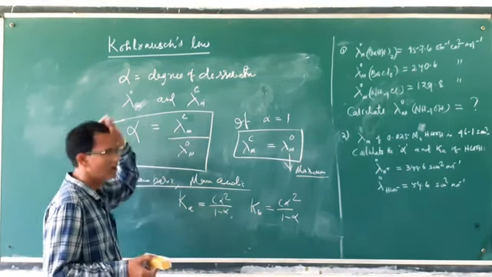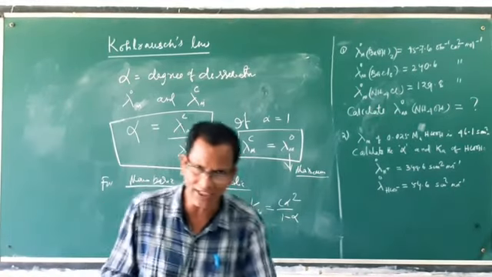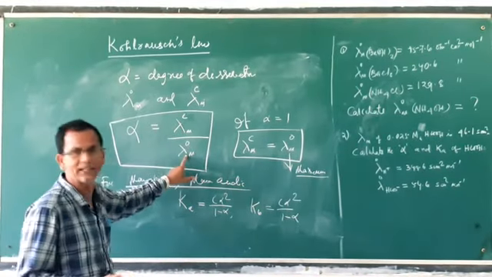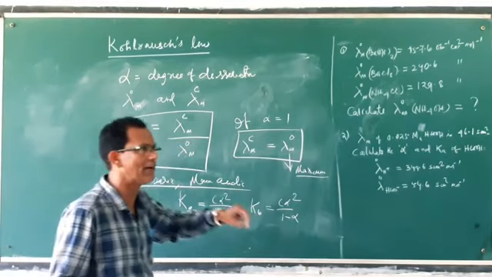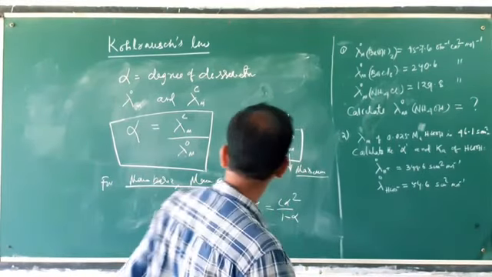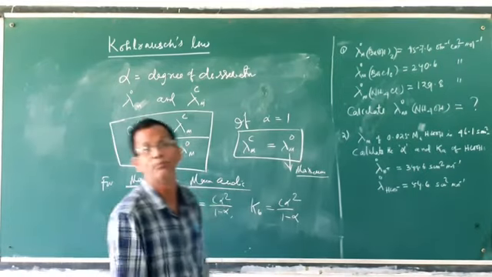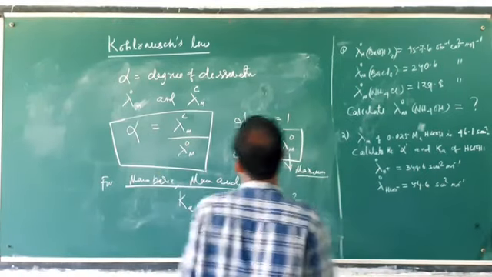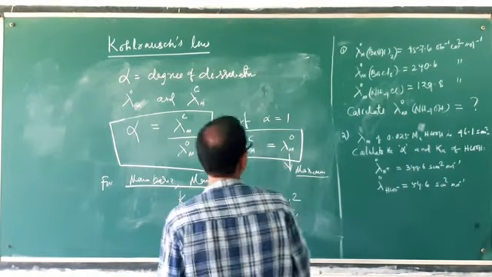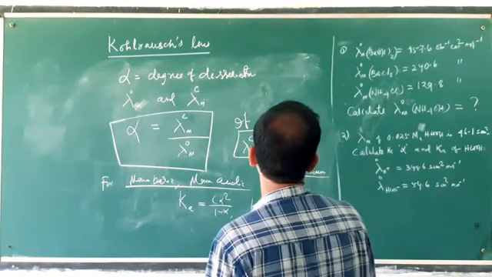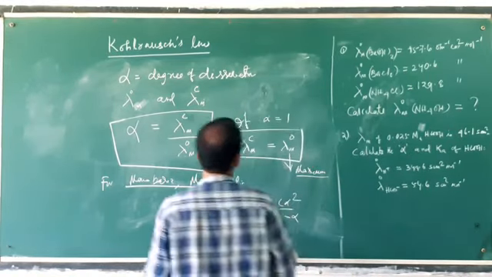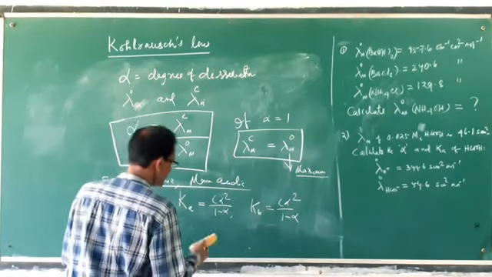Which values? Conductance at a particular concentration and conductance at infinite dilution. What is the meaning of infinite dilution? Zero concentration. So by taking these values, now we will solve some problems. How we will calculate the alpha value, how we will calculate the K value, how we will calculate different conductances of weak electrolytes. Let us discuss.